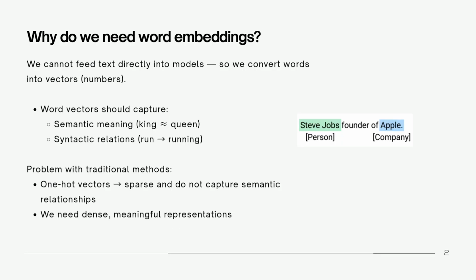Now, let's understand why we even need word embeddings. We cannot directly feed text into machine learning models, so we convert the words into numbers. But not just any numbers. We want these numbers to carry some meaning. For example, we want the model to understand king and queen are related, or run and running are syntactically connected. Earlier methods like one-hot encoding failed because they simply assign unique indices to words, but they do not capture any relationship between them. So even though two words might be very similar, their vector representations might be completely different. That's why we need dense and meaningful representations, which we call word embeddings.